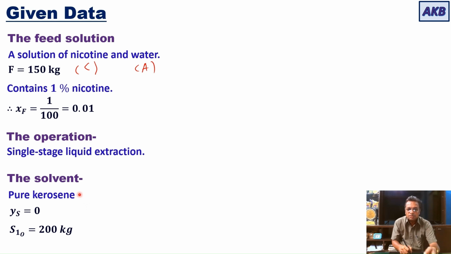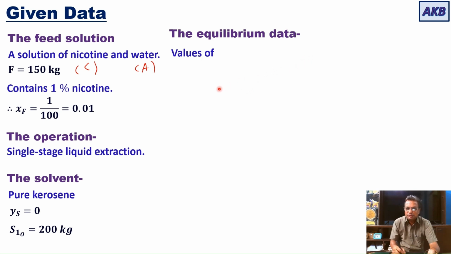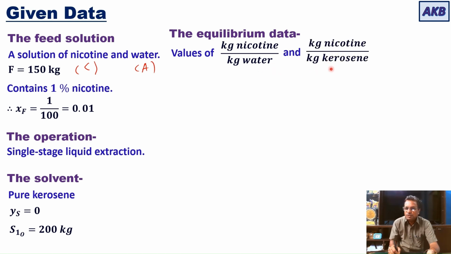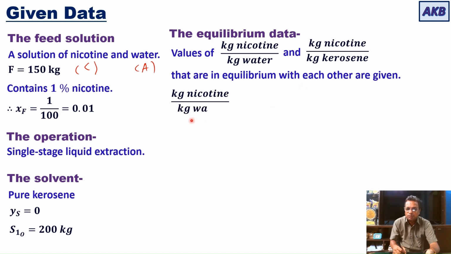So we can use the ternary diagram, or we can plot the ternary equilibria in terms of capital X and capital Y. That is weight fraction of nicotine on a nicotine-free basis. Then the equilibrium data is given to us. We have different values of kg nicotine per kg water and kg nicotine per kg kerosene that are in equilibrium with each other. This data is given to us.